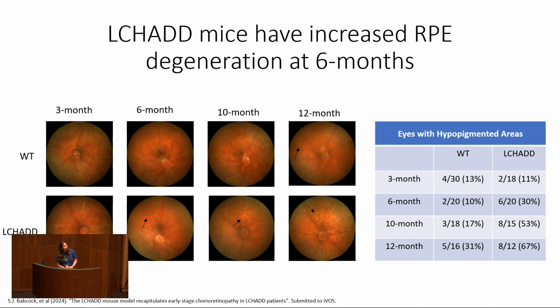And you can see that, again, at 6 months of age, about 30% of the LCHADD eyes had some area of hypopigmentation, indicating RPE degeneration, whereas only 10% of the wild type did at that same age, indicating that, yes, LCHADD mice have increased RPE degeneration. And the degeneration continues to increase over time, where it gets up to about 60% at 12 months of age.